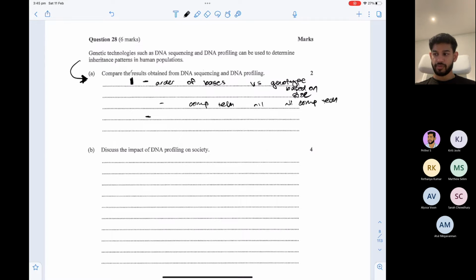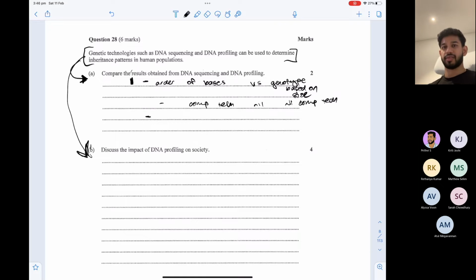Compare the results obtained from DNA sequencing and DNA profiling. So this big little point here, this relates more to this question. I think you're all using it to talk about uses instead for A. So we're all still on 1 mark. Matthew, on to you.